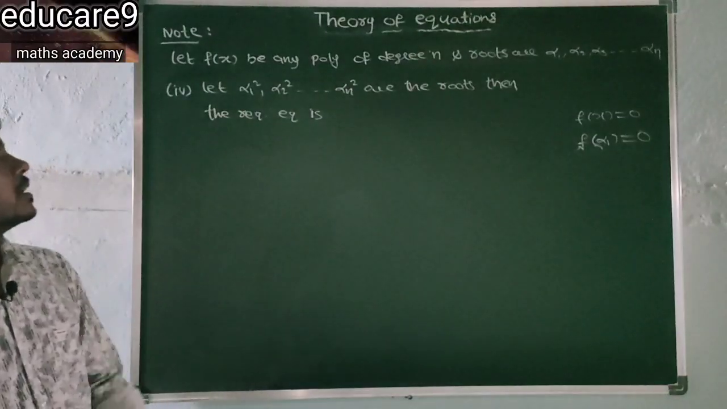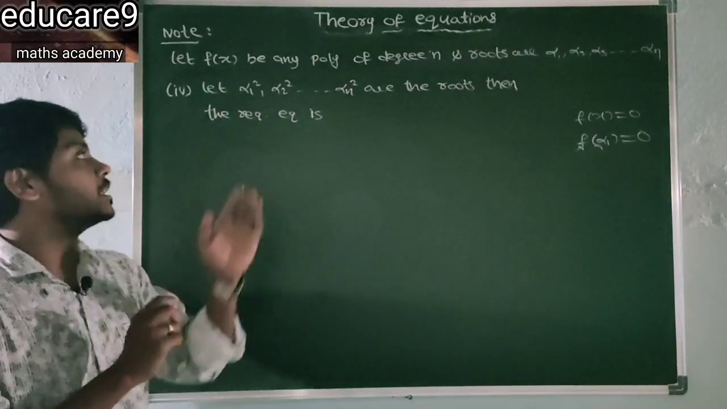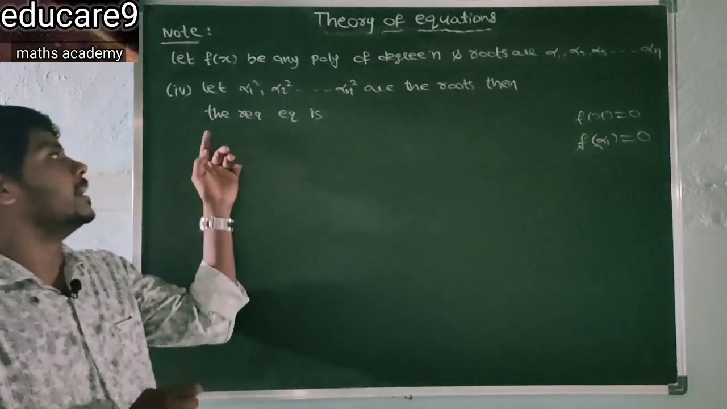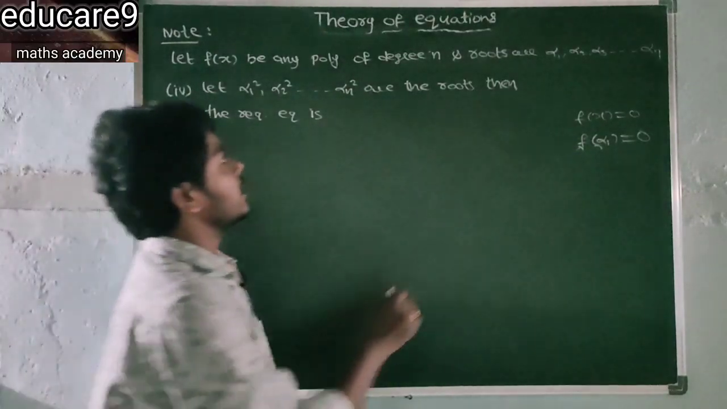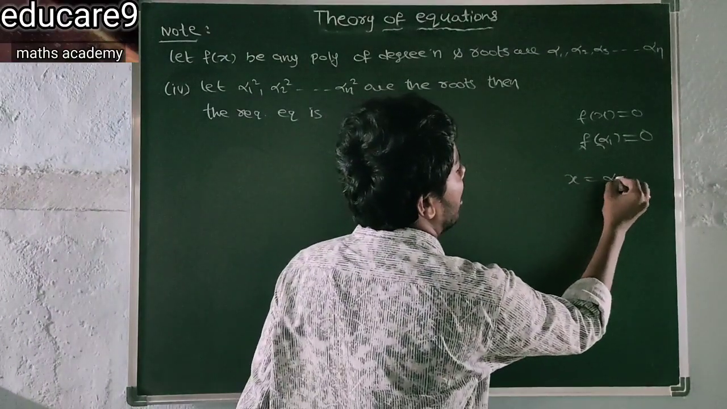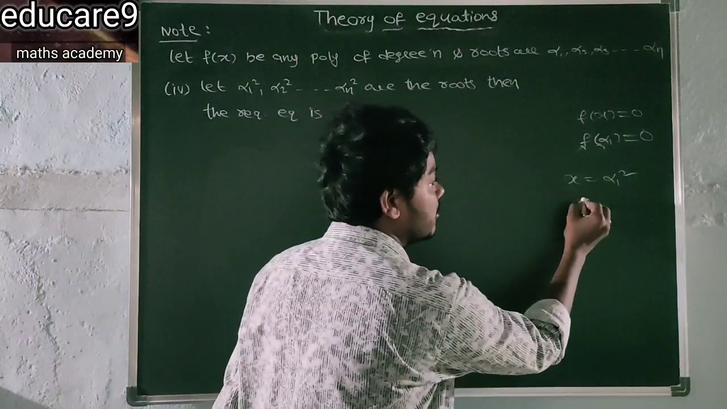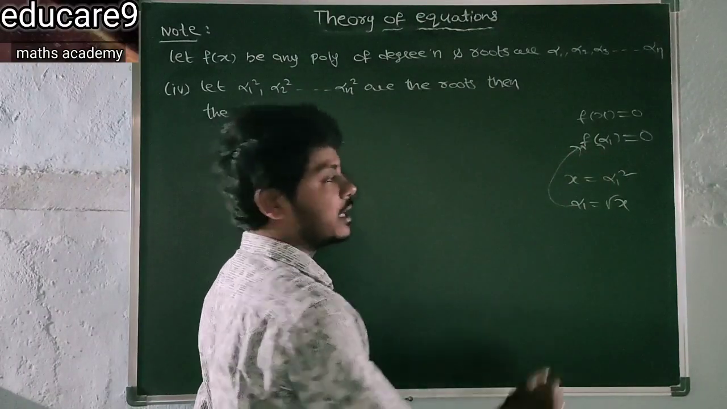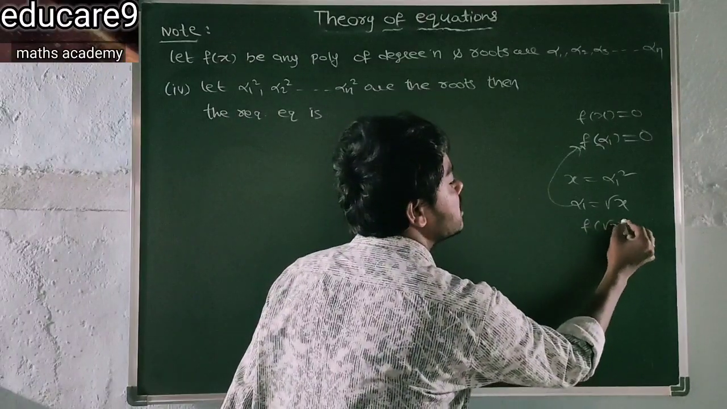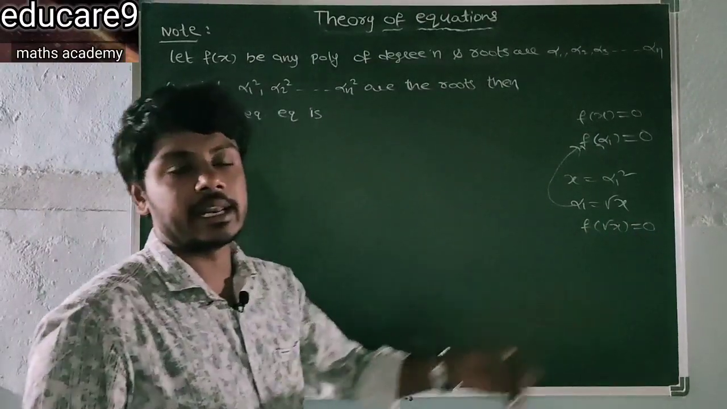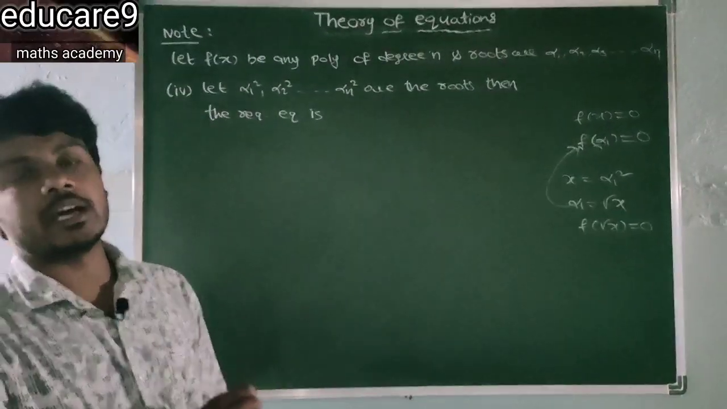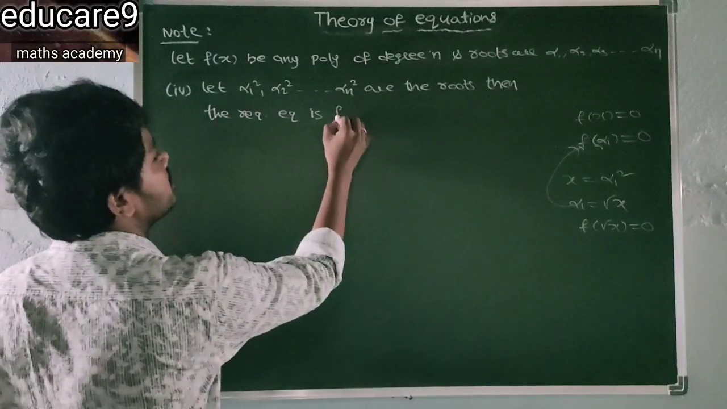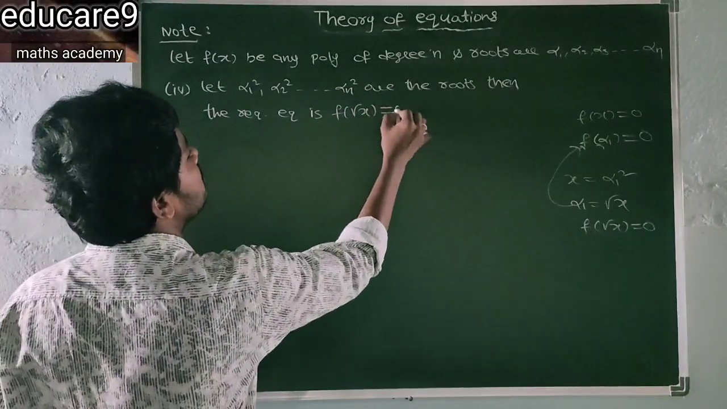So see the fourth one. Here roots are squares. That is α1 square, α2 square and αn square. So in that case, you want to find an equation. See here, x is equal to what? α1 square. So from this α1 is root x. So substitute α1 here. What you get? f(√x) is equal to 0. So this is the required equation when the roots are squares of the roots of f(x). It is f(√x) is equal to 0.